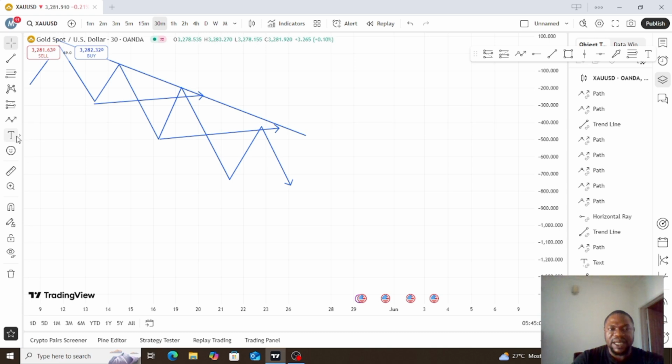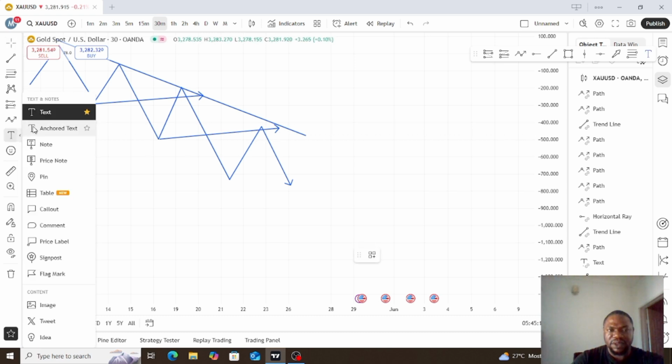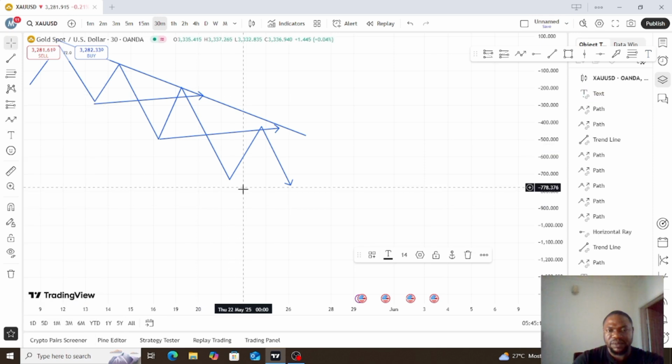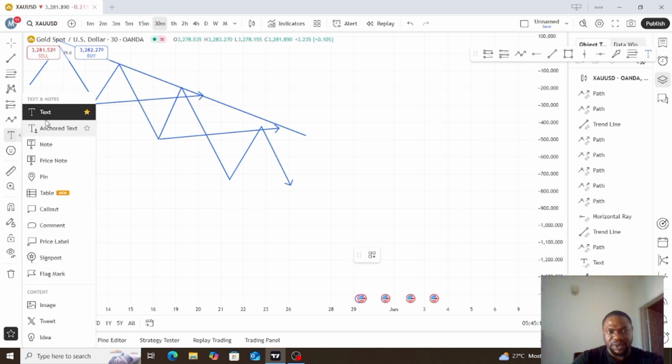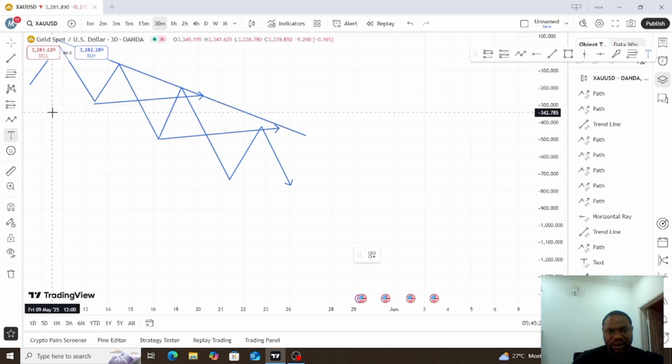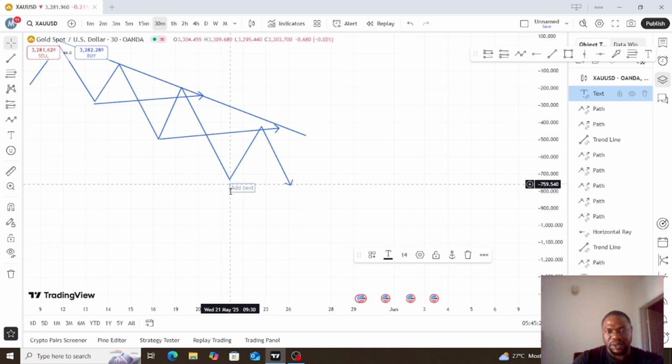Okay, so we can write that down. We call this a support level. Why is this not working? So we call this a support level.